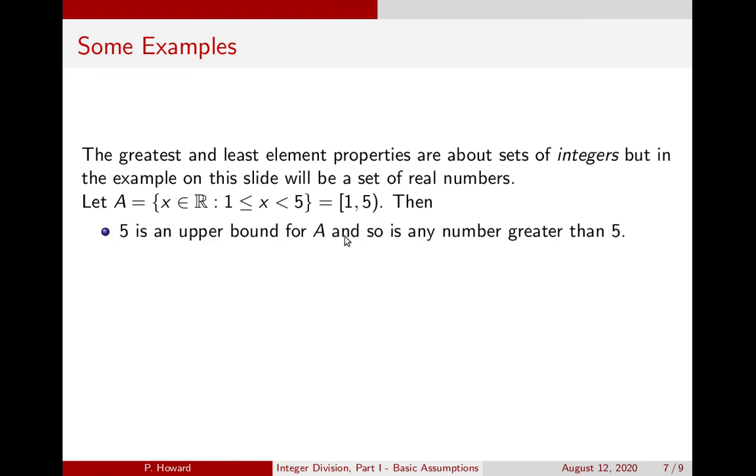Okay, so 5 is an upper bound for this set of real numbers. That's sort of built into the definition. Every x in the set has to be less than 5. And so is any number greater than 5. 1, or any smaller number, is a lower bound. That's also built into the definition.